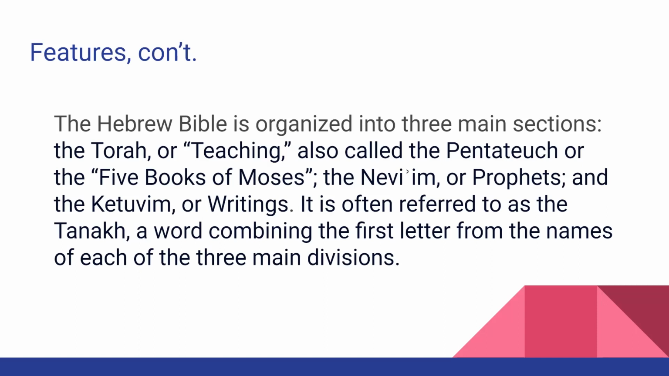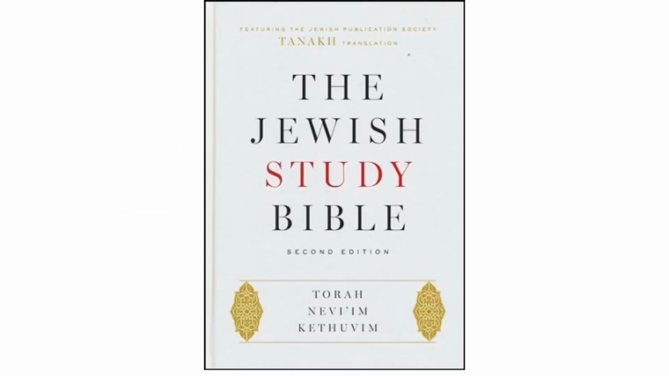It is often referred to as the Tanakh, a word combining the first letter from the names of each of the 3 main divisions in the Hebrew alphabet.